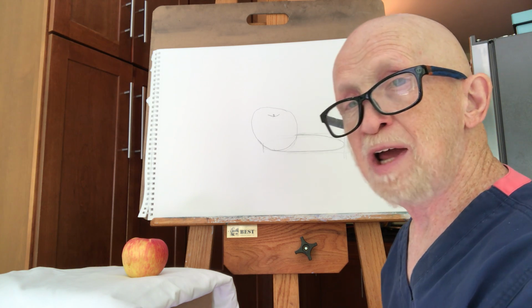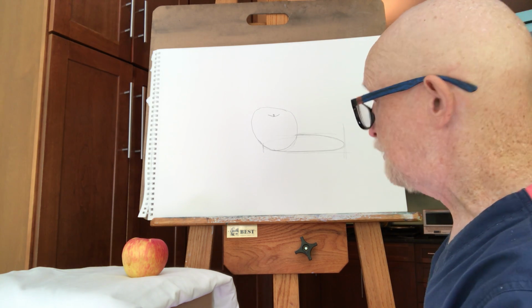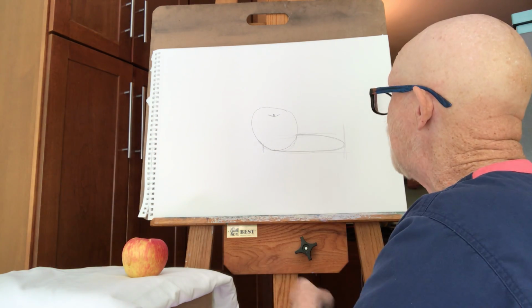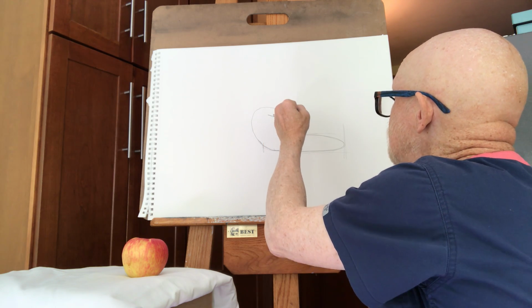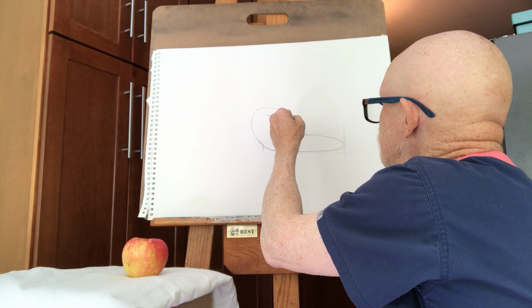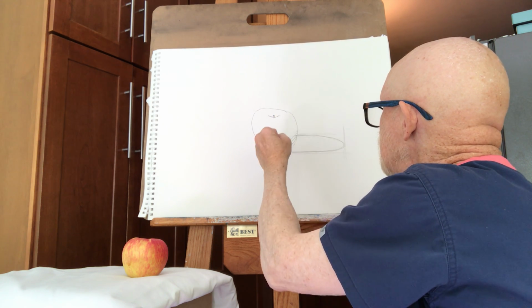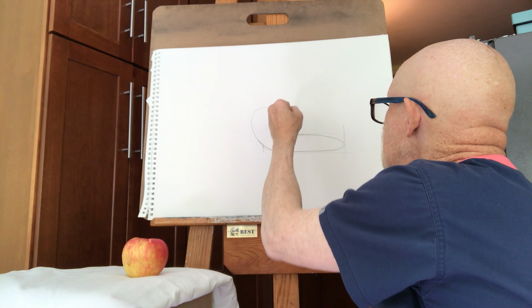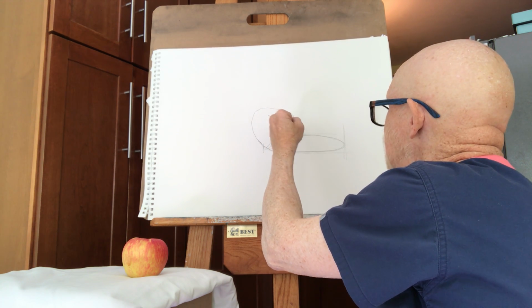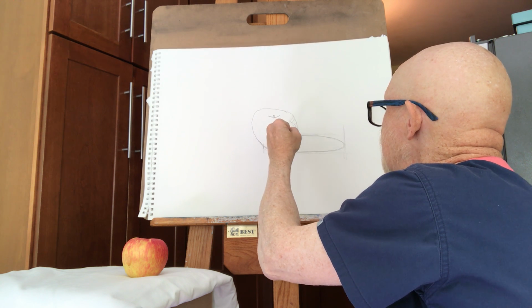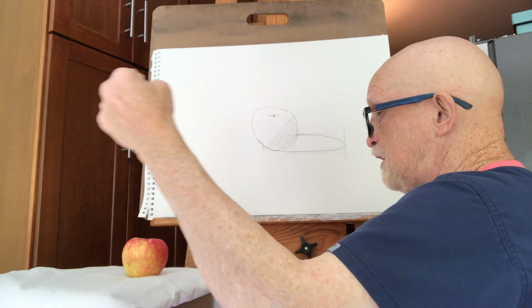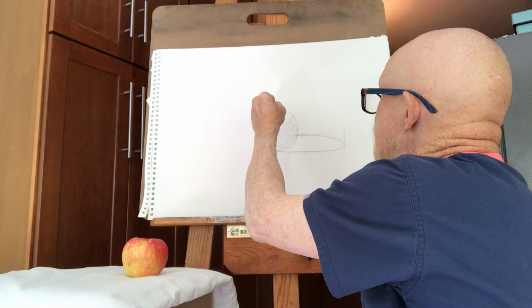Now, another use for lines is to define value. So I have light on this side of the apple, shadow on this side. I can begin to use lines to describe value. So in other words, I can use contour lines like this. They cross, or hatching lines, and I can cross hatch them with another set of lines. Same up here, I have light coming in like that, so I have a shadow here.